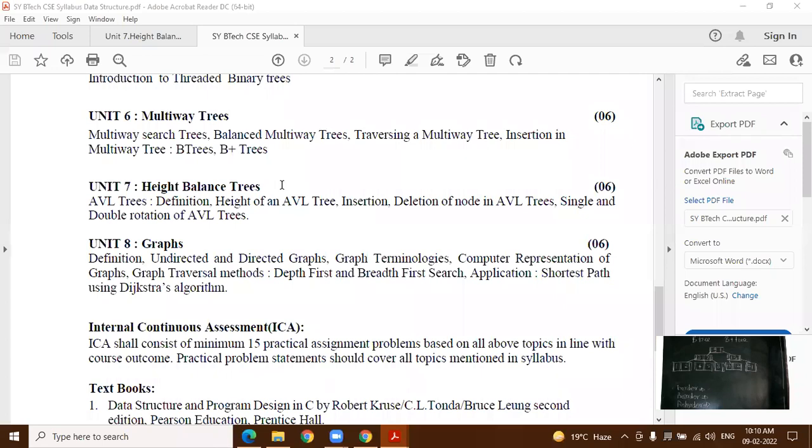Now the multi-way traversal point is completed, and here we have completed all the points of unit number 6, multi-way trees. Multi-way search tree, balanced multi-way tree, traversing a multi-way tree, and insertion in multi-way tree, that is B tree and B plus tree. So is there any question related with these points? Is there any point you have not cleared?